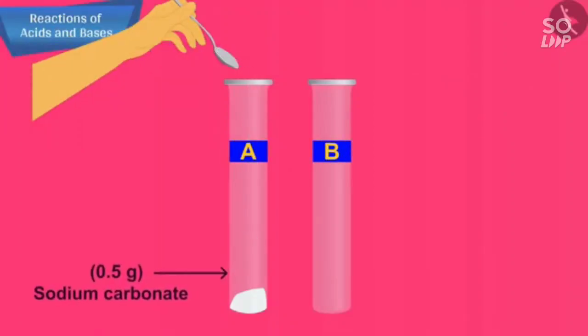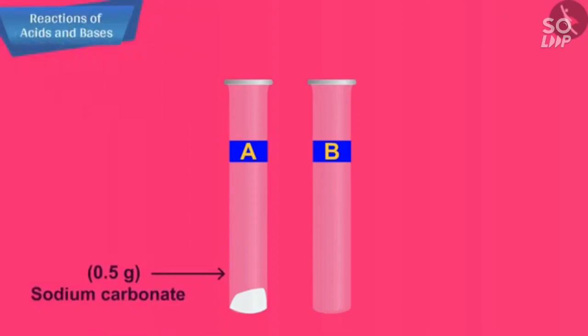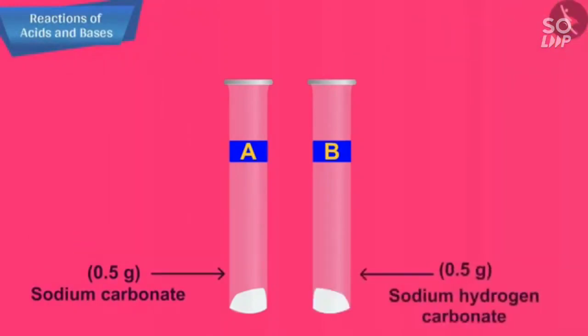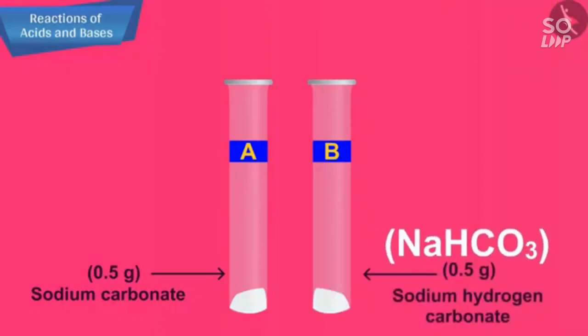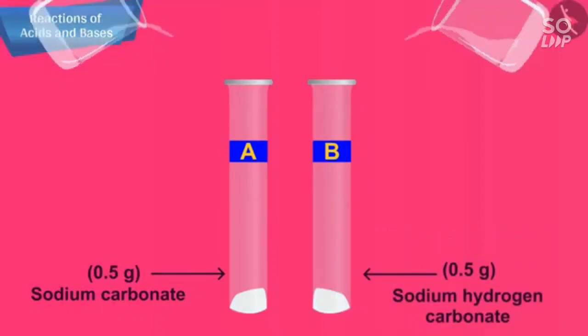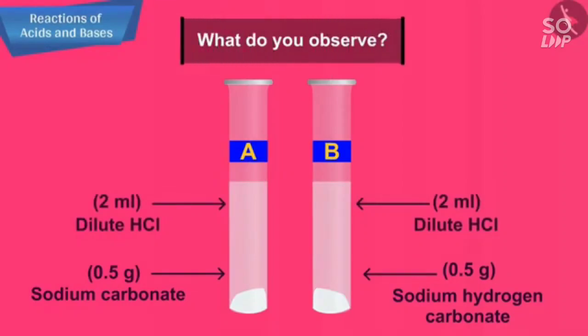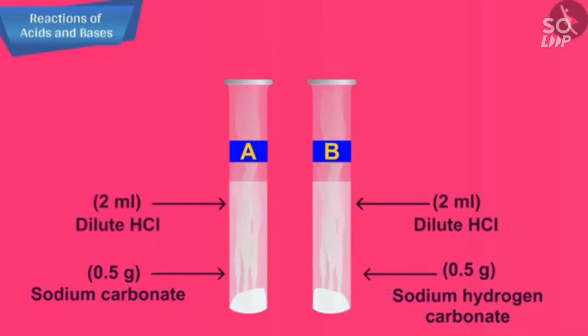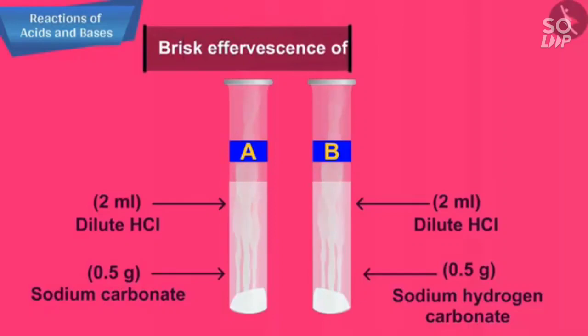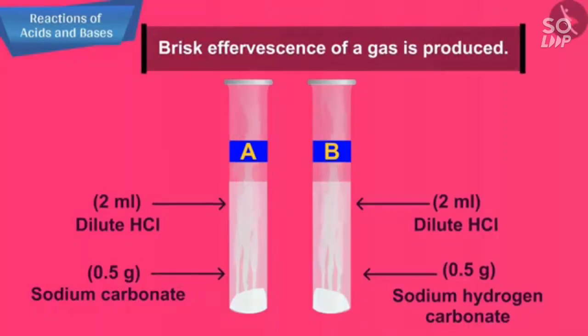Take about 0.5 grams of sodium carbonate, Na2CO3, in test tube A and about 0.5 grams of sodium hydrogen carbonate, NaHCO3, in test tube B. Add about 2 ml of dilute HCl to both the test tubes. What do you observe? You will observe that brisk effervescence of a gas is produced.